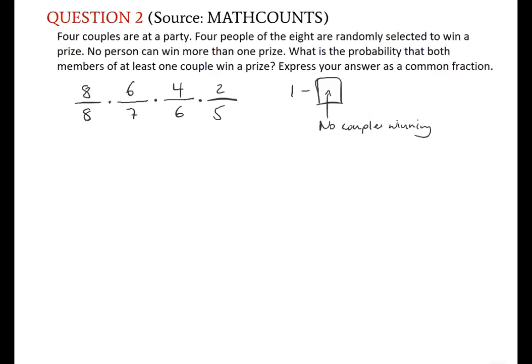And now when you multiply this together, you'll get 8 over 35, and you want to subtract that from 1 to get 27 over 35.